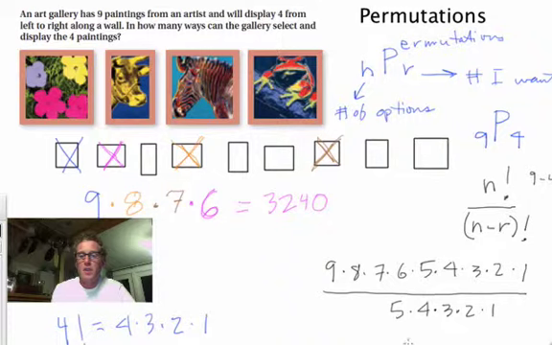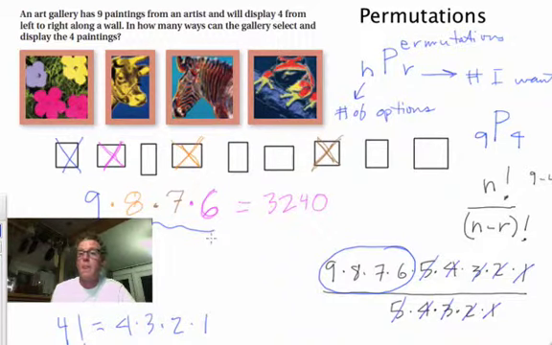Okay, now the cool thing about this is there's a whole lot of math that we can take care of. We can start canceling things out that are on top of each other. Things that I want to cancel out, well, I want to cancel out that 5 and that 5, 4 and 4, 3 and 3, 2 and 2, 1 and 1. And so then ultimately what we're left with is 9 times 8 times 7 times 6, which is exactly what we did right here. That's an example of a permutation.